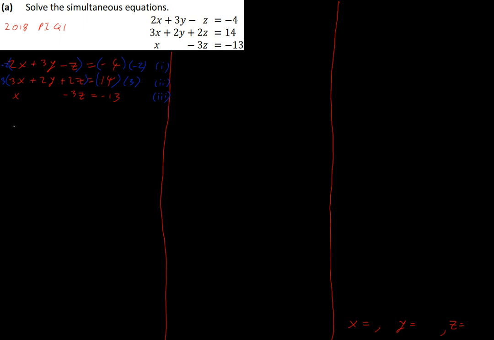So multiplying that out, I get minus 4x minus 6y plus 2z is equal to 8. And 9x plus 6y plus 6z is equal to 42.